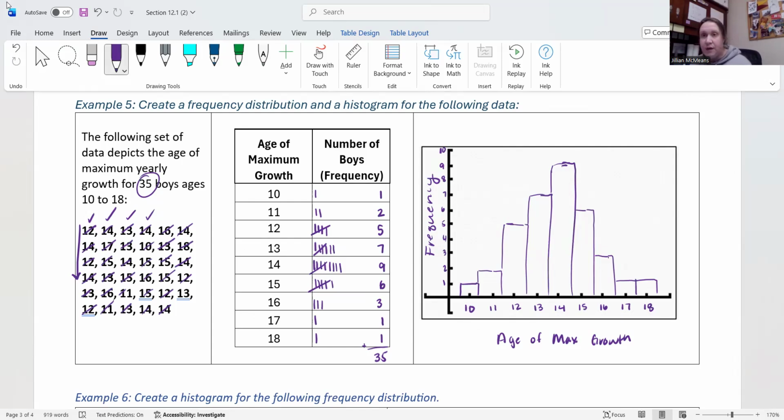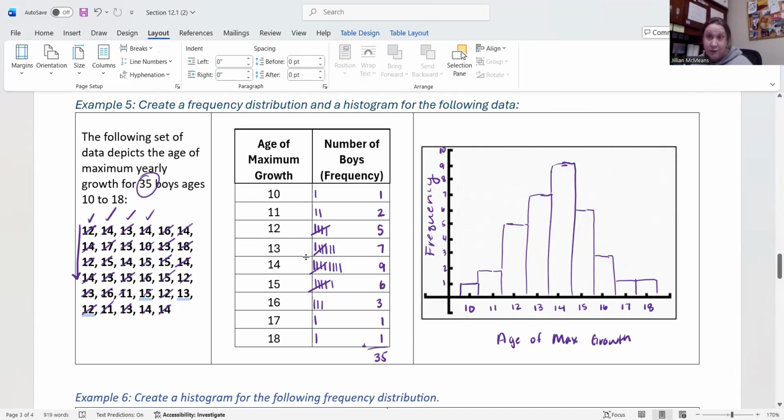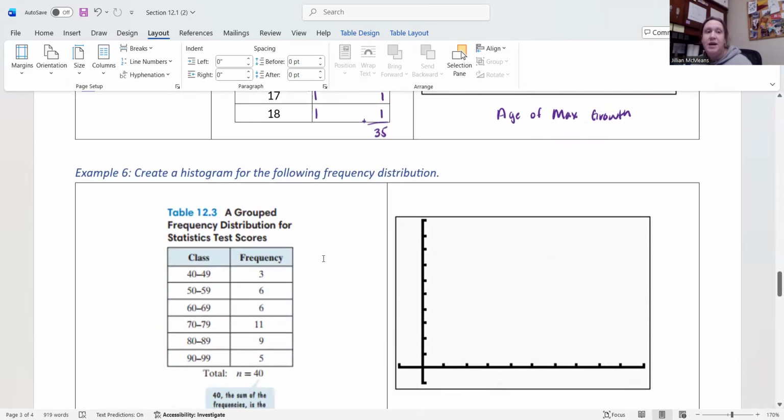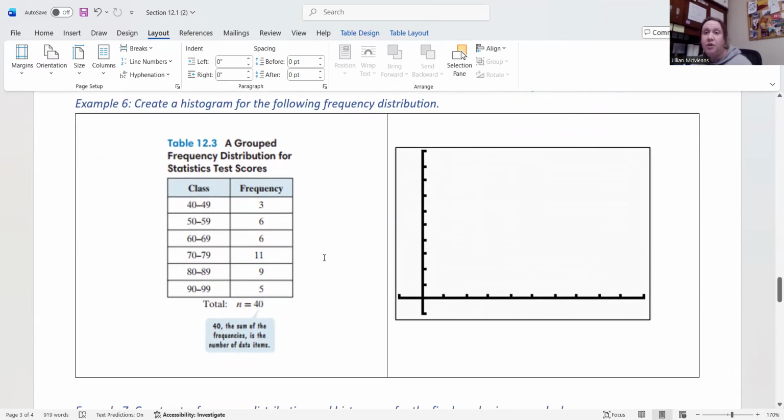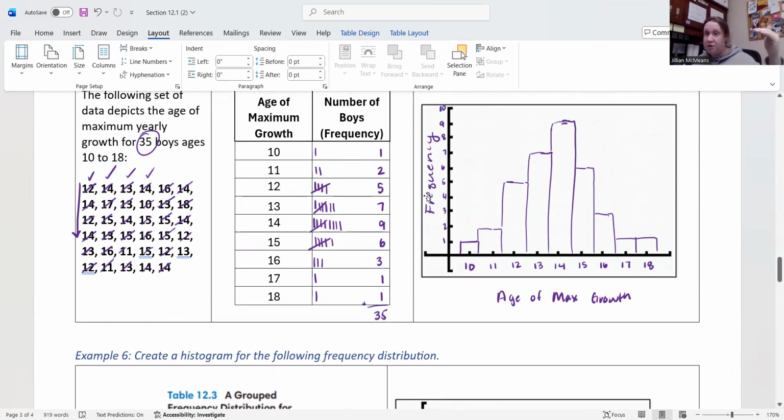Okay, moving right along, we can have different types of frequency distributions. So we can have what is called a grouped frequency distribution. In this case, you use a grouped frequency distribution a lot of times when you have lots and lots and lots of different data items. In the previous example, all of our data items were going to fall between 10 and 18, okay? So we didn't have that many different data items.